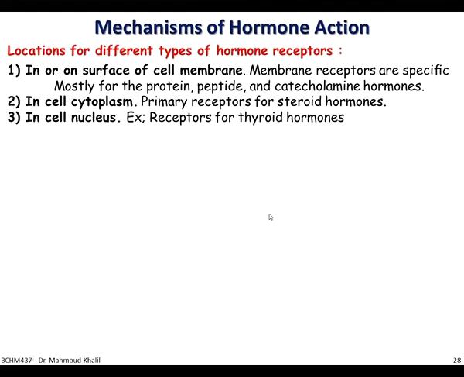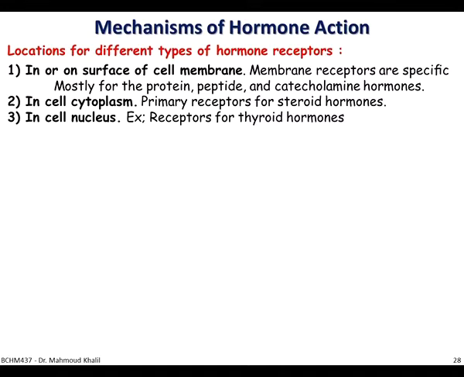Continuing the mechanism of action, as we said before, the type of receptor a hormone needs to interact with is based on the solubility of the hormone. So we have different types of hormone receptors. Receptors could be on the surface of the cell membrane, in the cytoplasm, or in the cell nucleus. And of course, we'll deal with each of these receptors in detail.